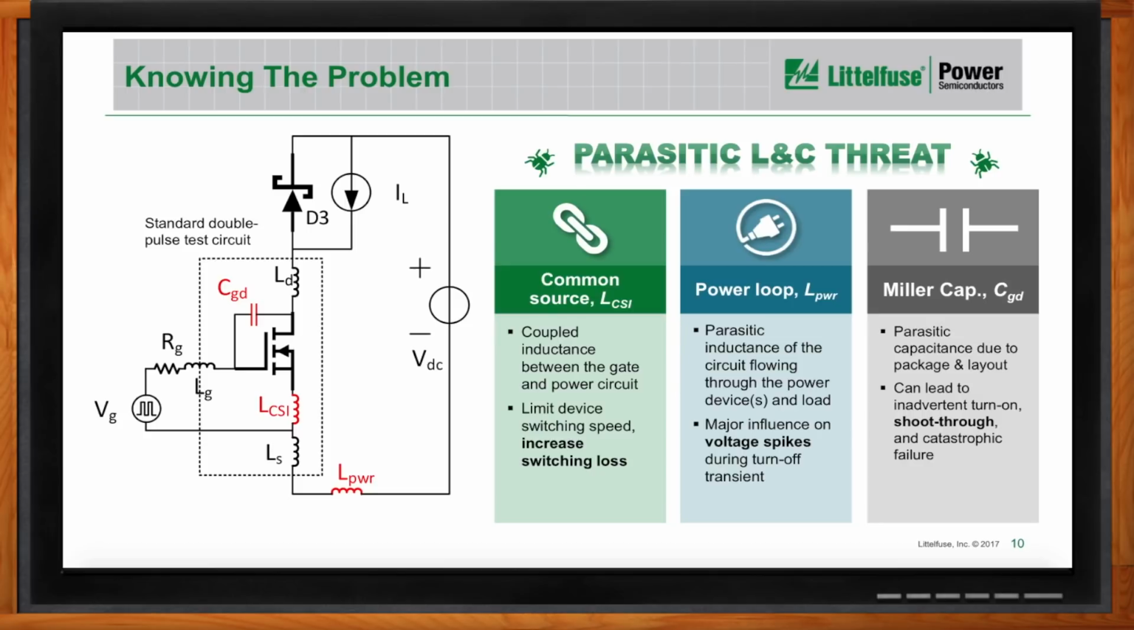And the third threat is mainly the Miller capacitance, which is the capacitance introduced by the package and layout between the gate and the drain of the device. It can lead to an inadvertent turn on or shoot through during the switching and then bring a catastrophic failure to the whole system.